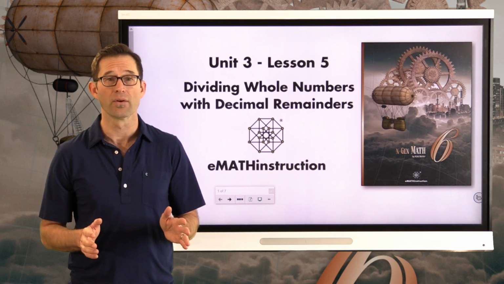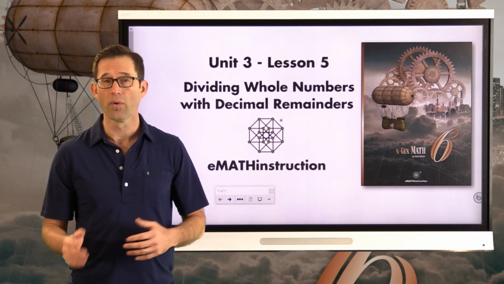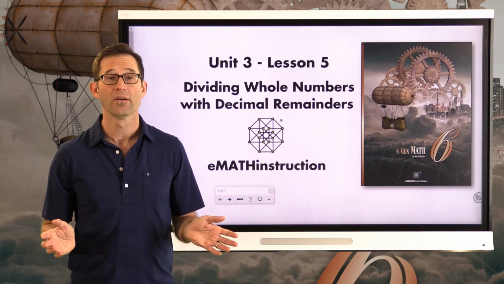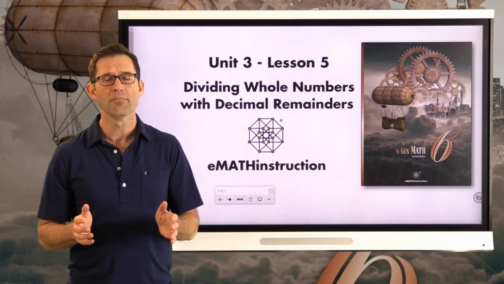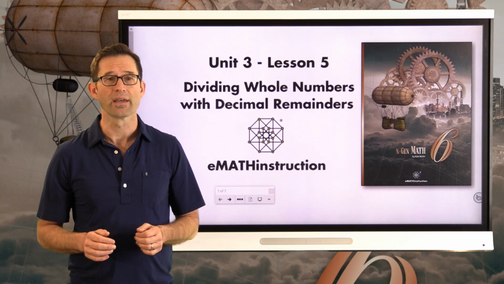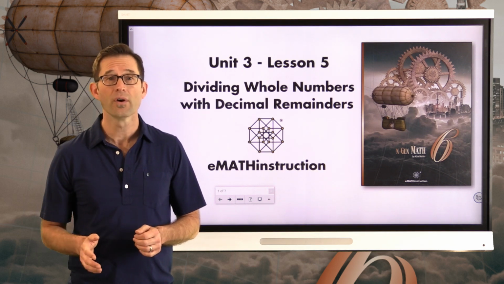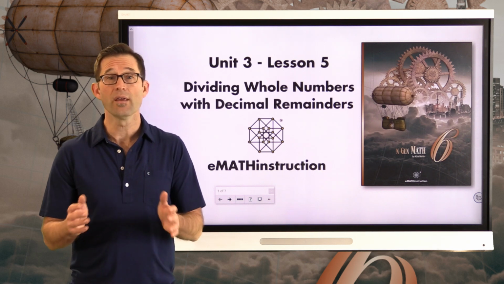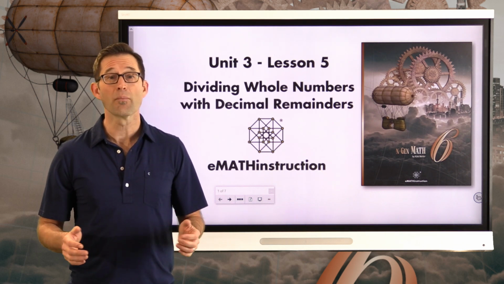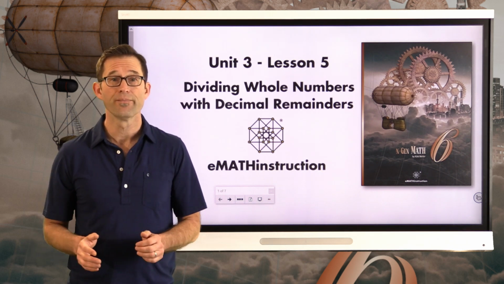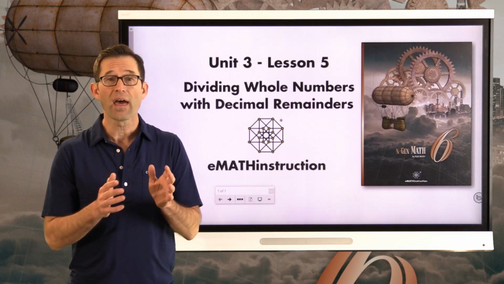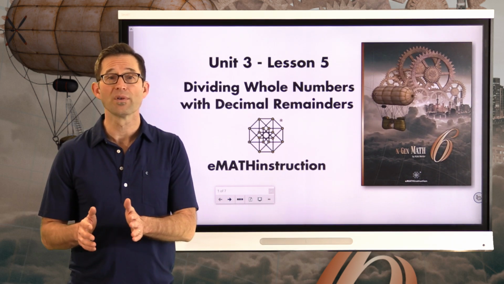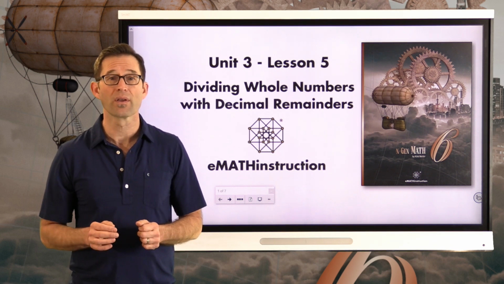Today we're going to be doing Unit 3, Lesson number 5 on dividing whole numbers with decimal remainders. Sometimes when you divide two whole numbers, you get a whole number. 24 divided by 3 is 8, right? On the other hand, many times when you divide whole numbers, like 23 divided by 5, you get something like 4 with a remainder of 3. Written as a mixed number, it might be 4 3/5. But that 4 3/5 can also be written as 4 along with some decimals, and that's what we want to look at today.